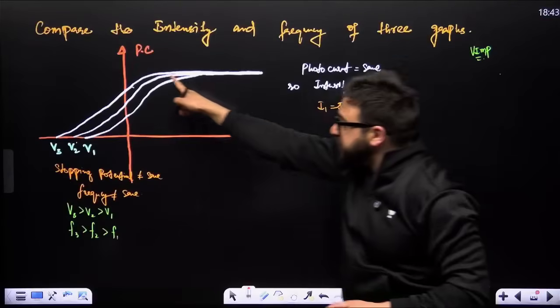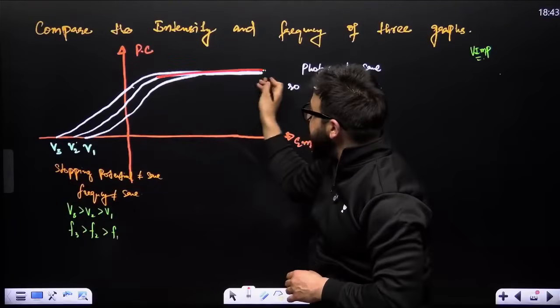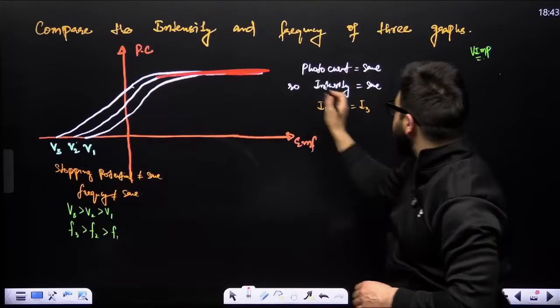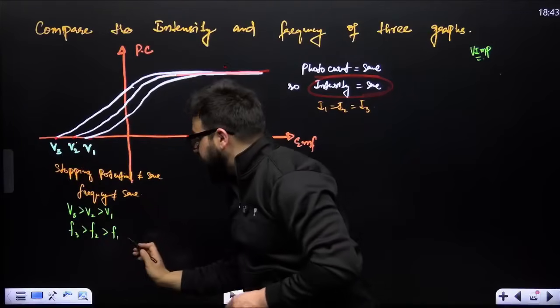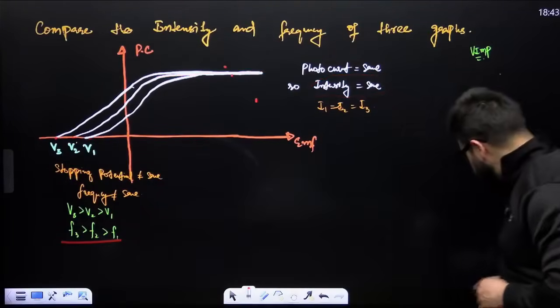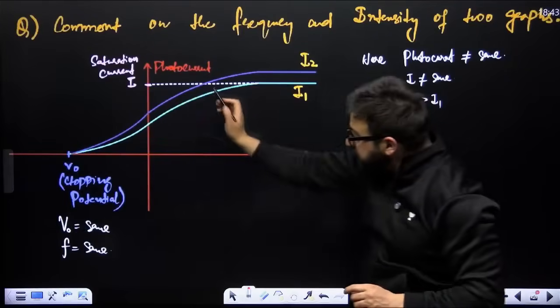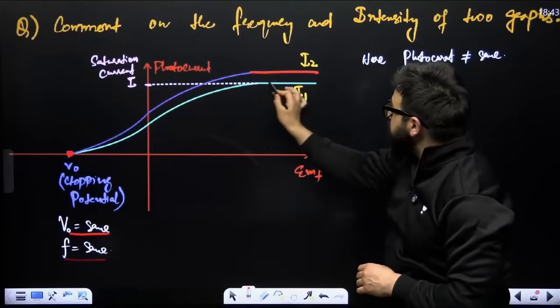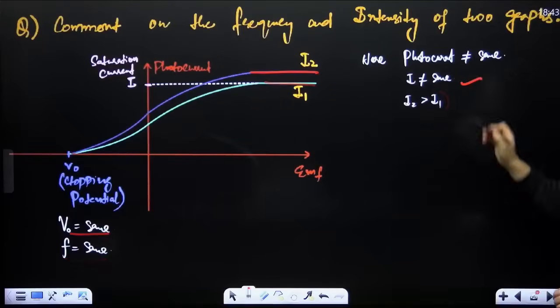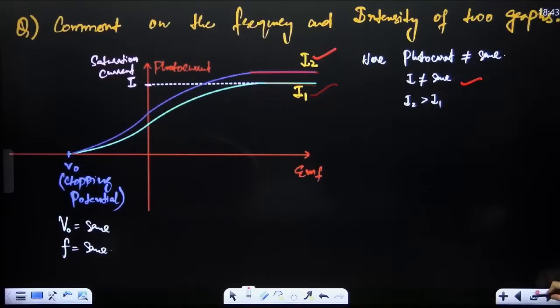If you take a look at these three graphs over here, they have the same photocurrent. If the photocurrent is the same, it means the intensity of the three graphs is the same. And if the stopping potential is different, it means the frequency of the three is different, because frequency has the relation with stopping potential. Here in this case, the stopping potential of two graphs is the same, so the frequency is the same. And in this case, the photocurrent is different, so, my dear NEET aspirants, the intensity is different. So the intensity of this is greater than the intensity of this.